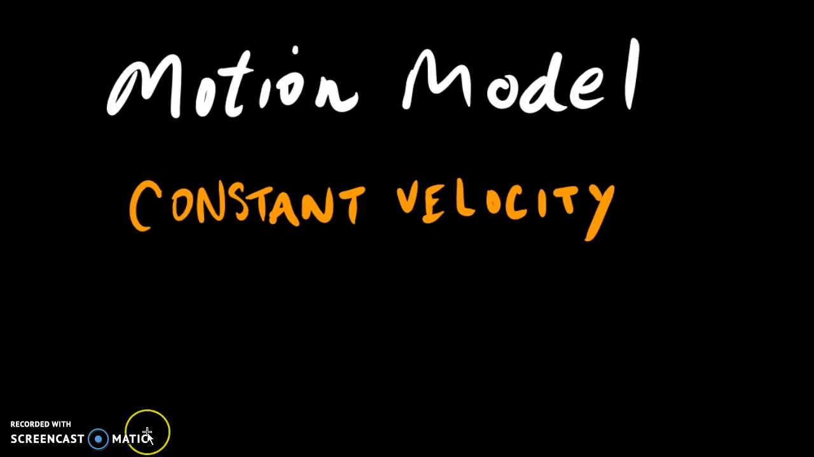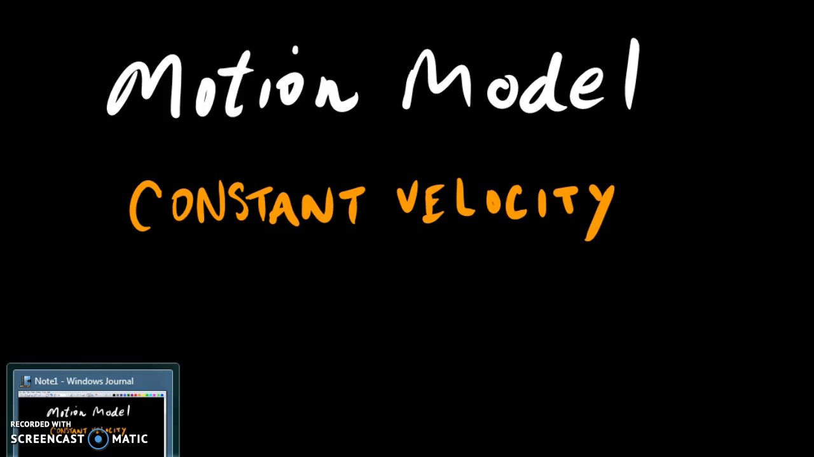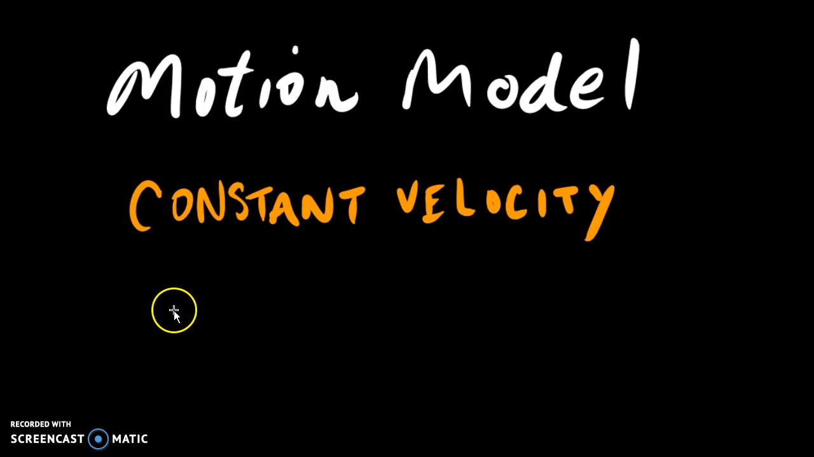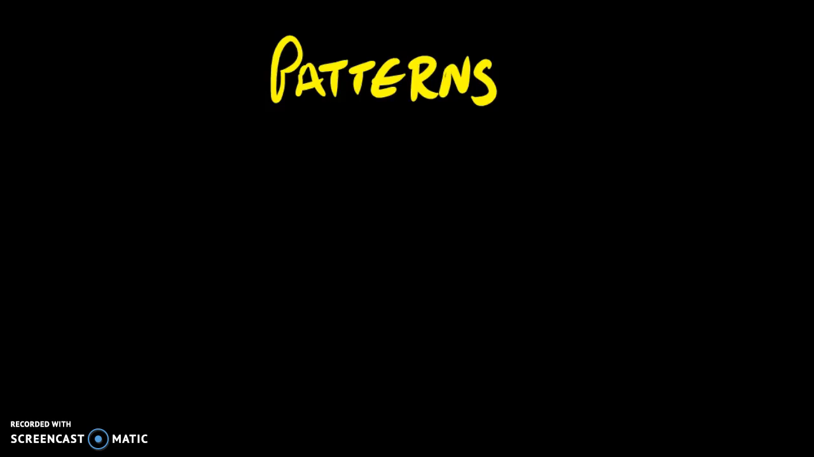So what exactly is a motion model? Well, let's talk about the kind of motion that we've seen in the first couple days of class, which is constant velocity. Motion models are about patterns. In the Lego Vehicle Bot Lab, most people saw this pattern when they put down position markers.